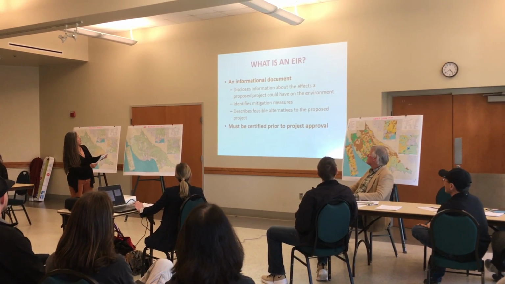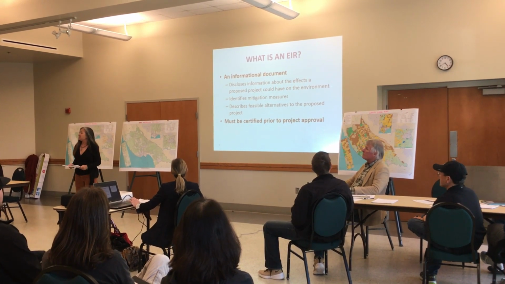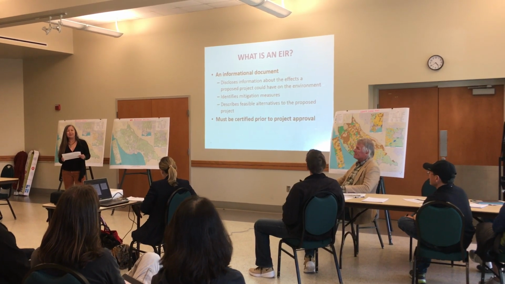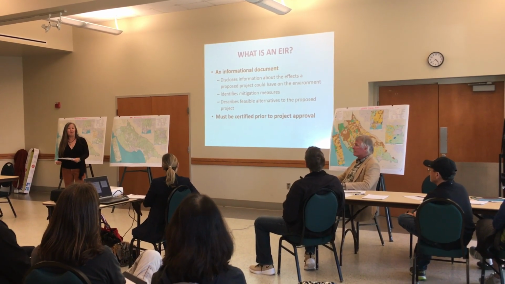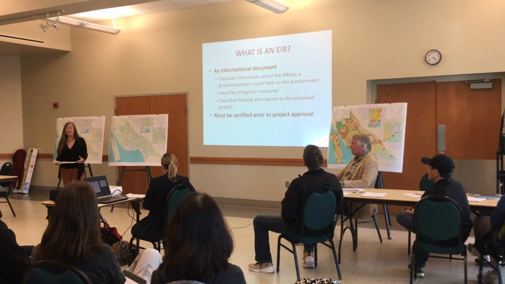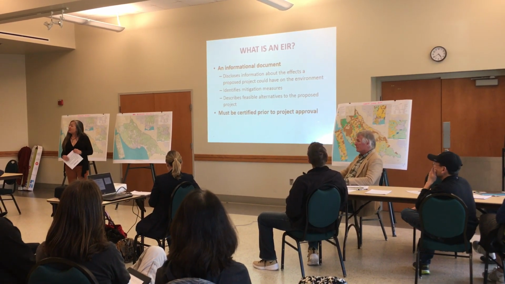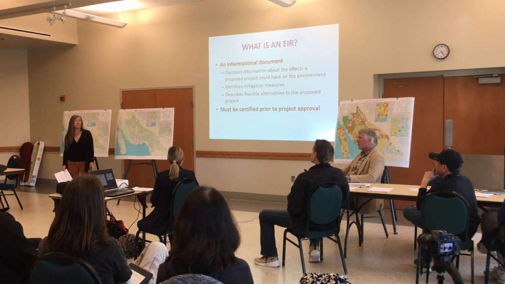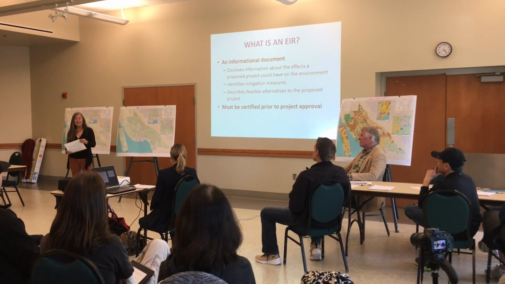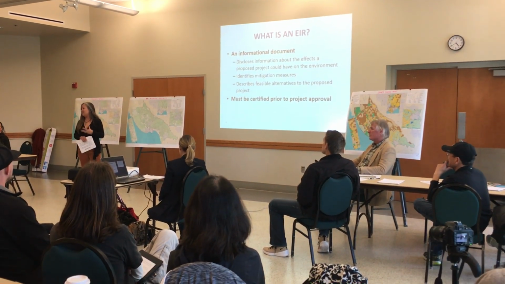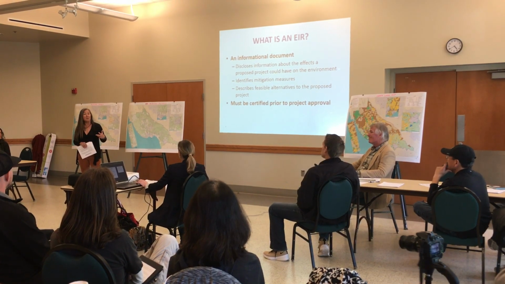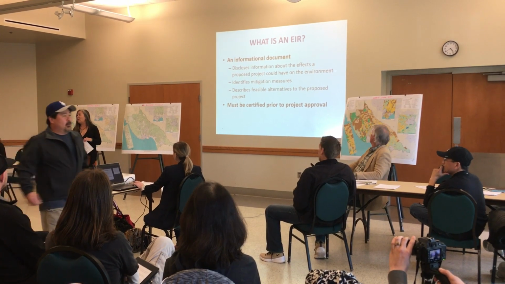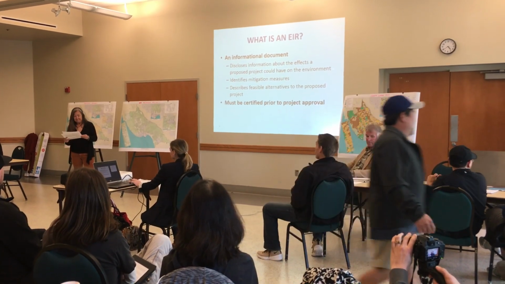So again, what is an EIR? It discloses information about the project. It identifies mitigation measures. It looks at alternatives, and it provides public forums such as this. It provides opportunities for public dialogue to talk about whether the EIR is appropriately scoped, whether the alternatives are appropriately scoped, whether the resources that we propose to identify, we meaning the lead agency, are the right resources, and whether the proposed undertaking, the way to approach analysis, is appropriate.